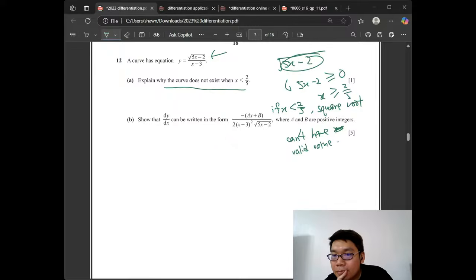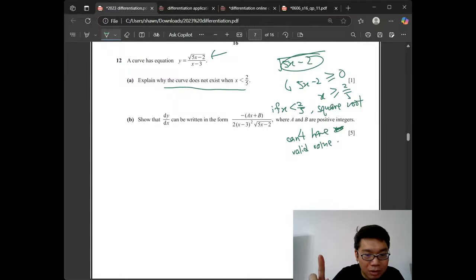Teacher, I don't understand. You mean this question A? Is it still correct if I say a graph containing a square root doesn't contain negative numbers? Okay, you can mention the square root of 5x minus 2 is not valid if x is less than 2 over 5. Okay, you can explain based on the numerator.